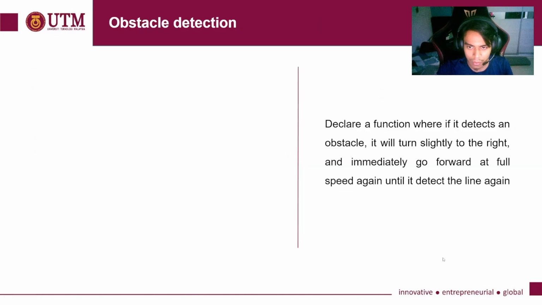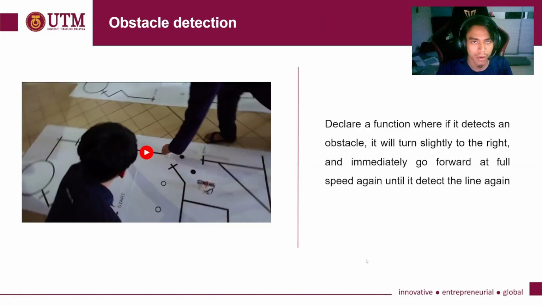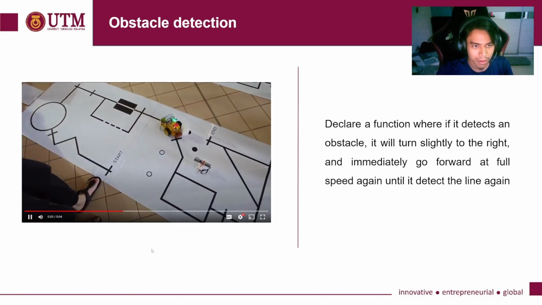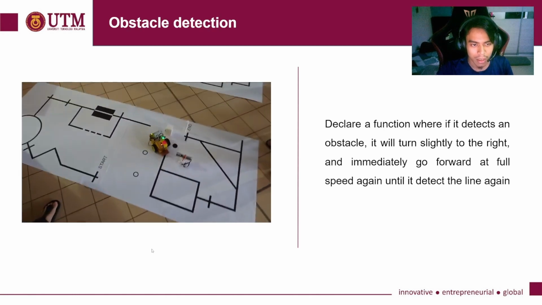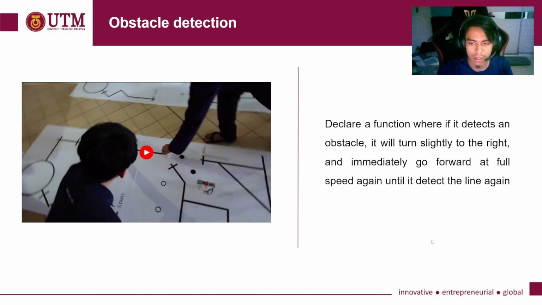The second one is the obstacle detection. We declare a function where, if it detects an obstacle, it will turn slightly to the right and immediately go forward at full speed again until it detects the line again. Here's how it looks. As you can see, it turns a little to the right and goes back onto the line.